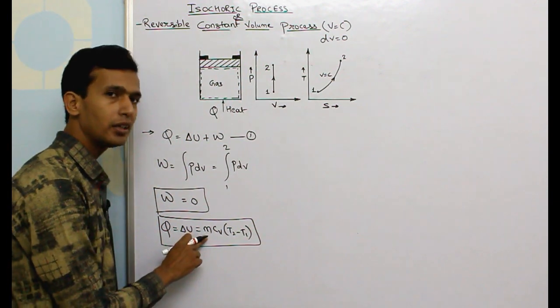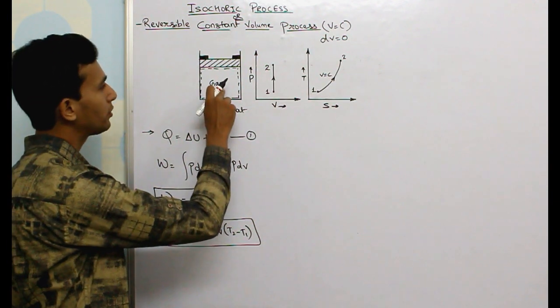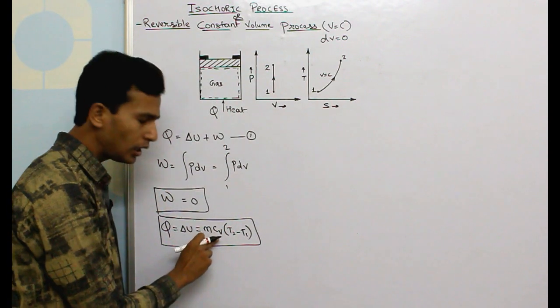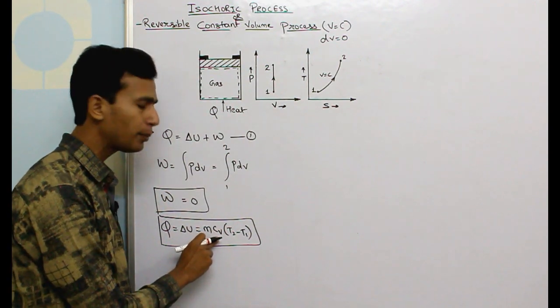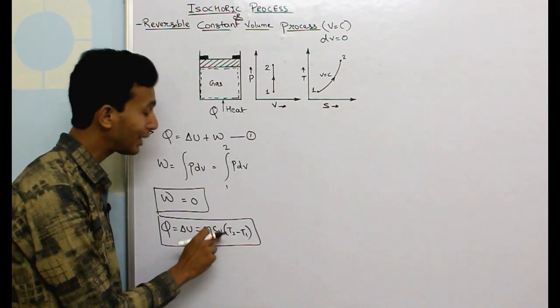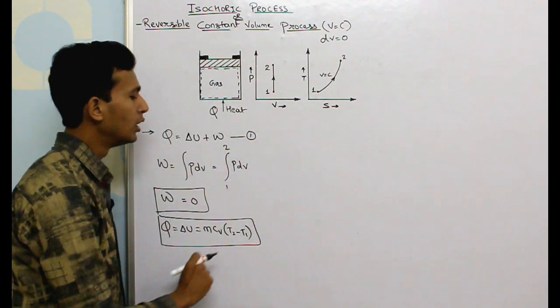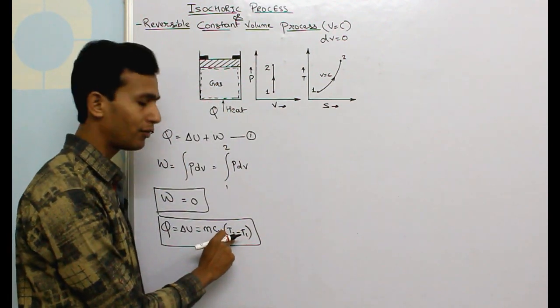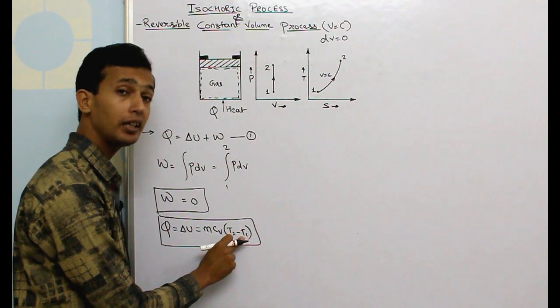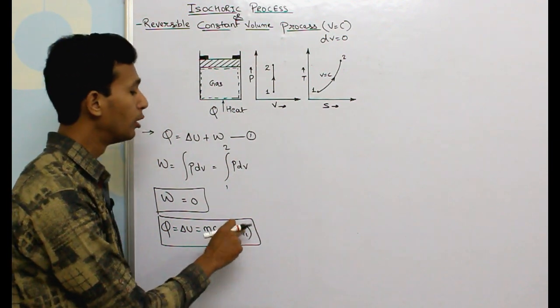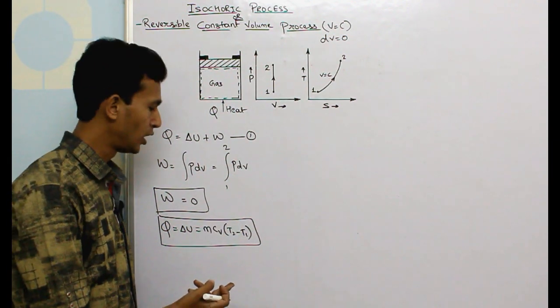Here M represents the mass of the gas in our system, CV represents the specific heat capacity at constant volume of the gas which we are considering here, T2 is the final temperature after the process, and T1 is the initial temperature of the system before the process is started.